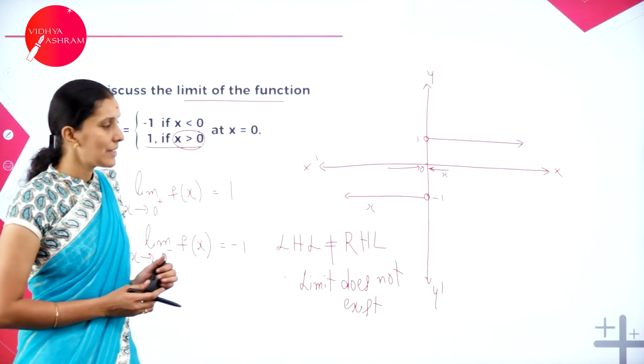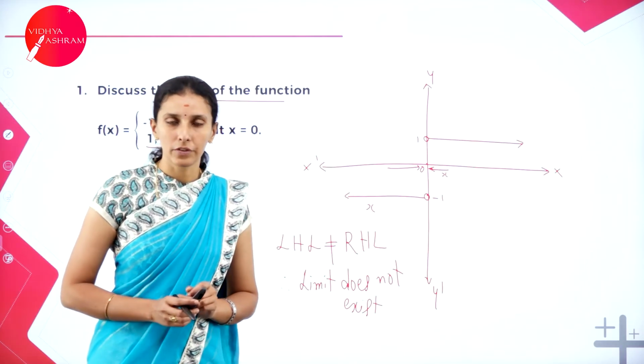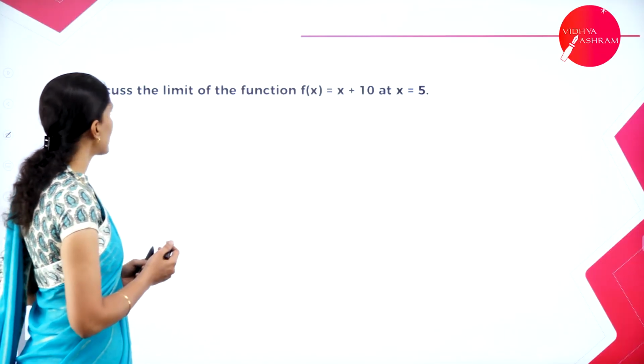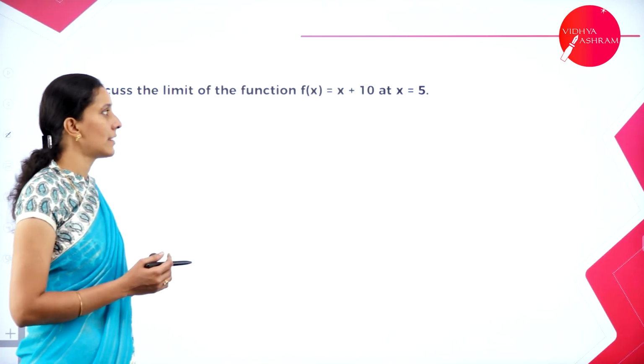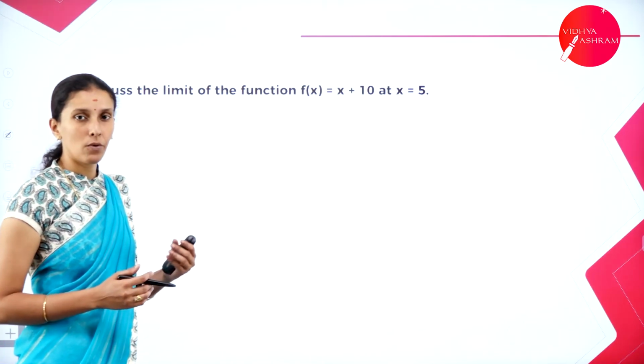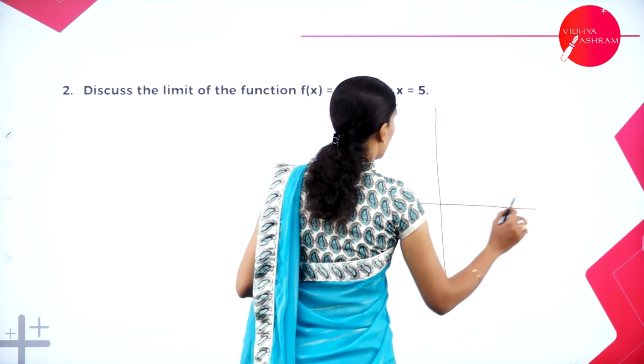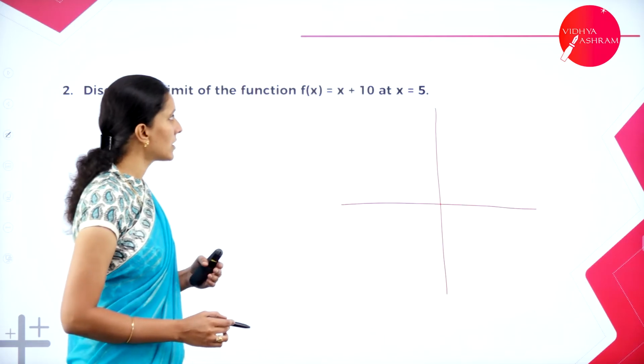So clearly we can see from the graph, the limit of the function does not exist. Now let us discuss the limit of the function f of x plus 10 at x is equal to 5. Here, at x is equal to 5, the function is defined.